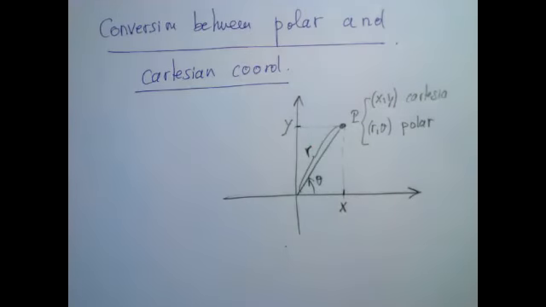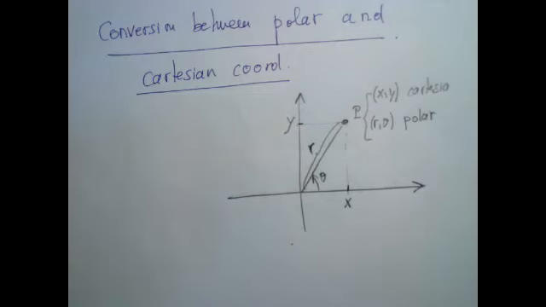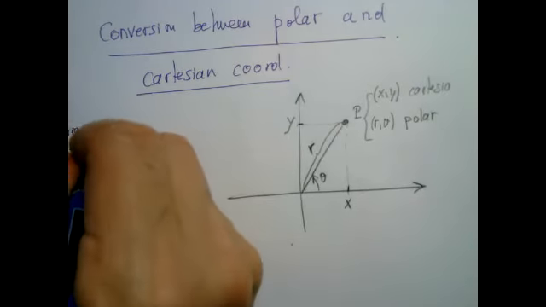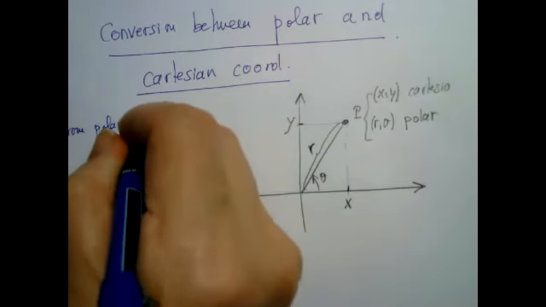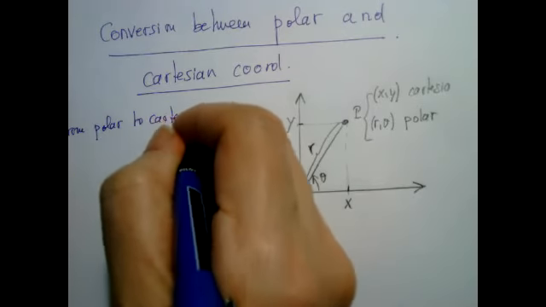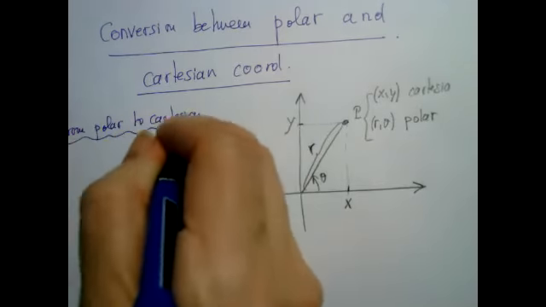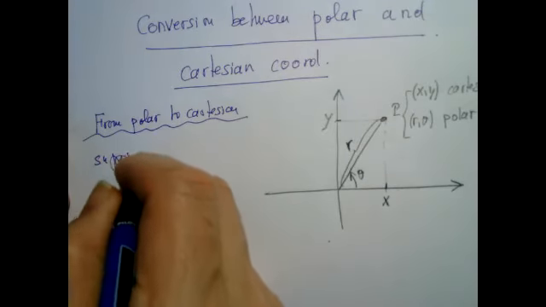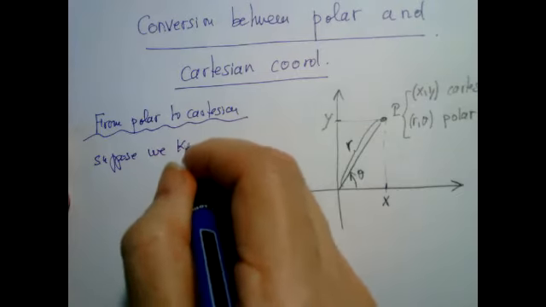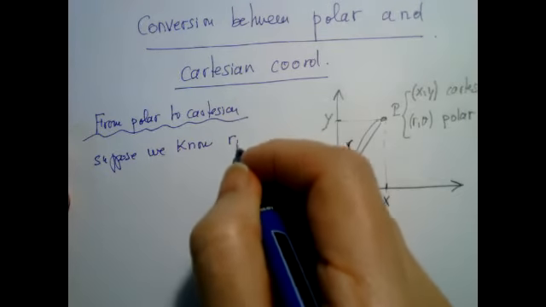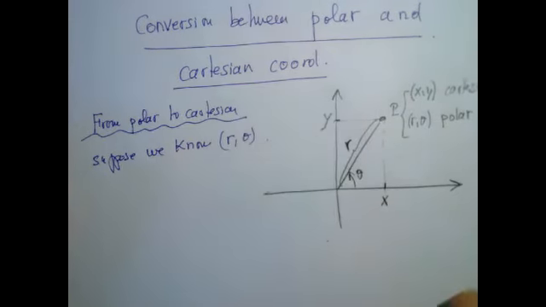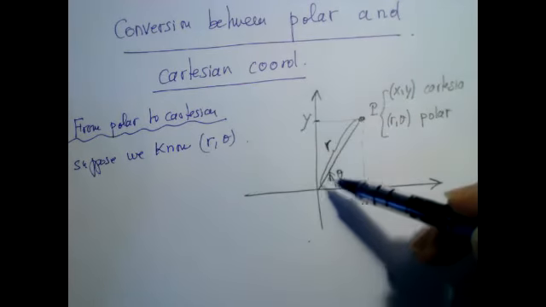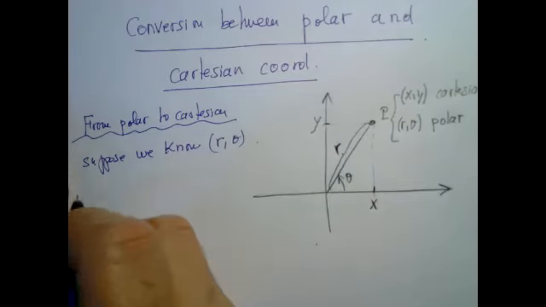Okay, so that's really the picture for us now. So the question is, suppose we know, so now from polar to Cartesian. What do I mean by that? It means suppose we know r, theta. And the question is, how can we find the x and the y? So I know r, I know theta. How do we find x and y?